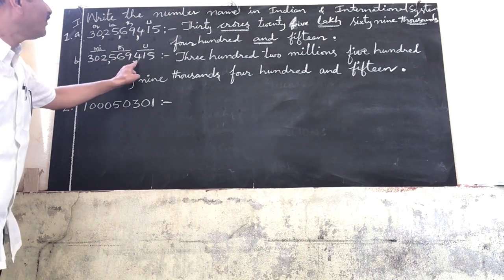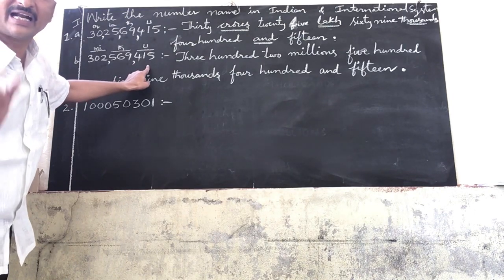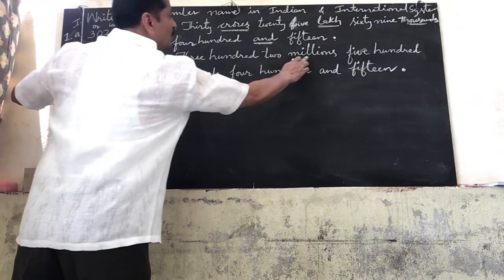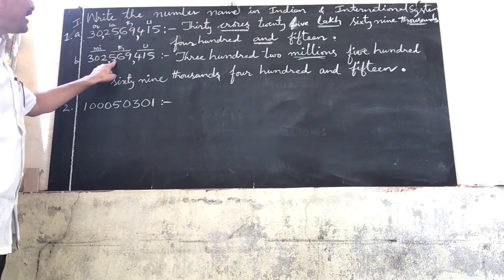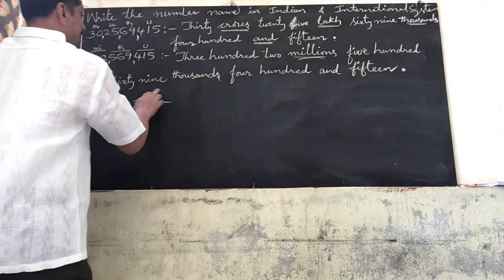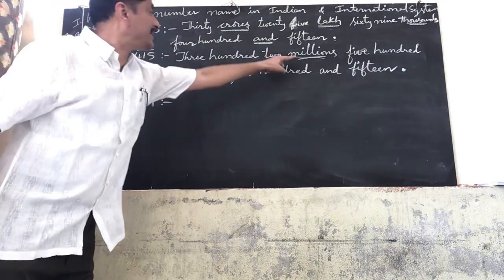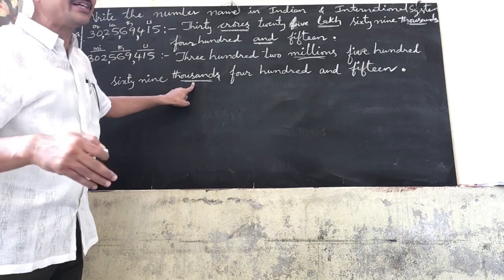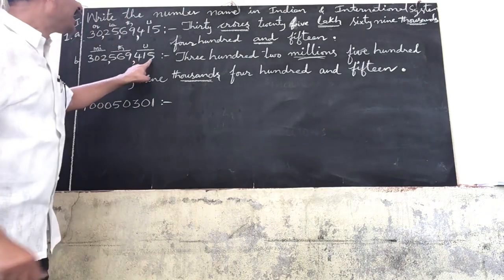So that is 415. That one we have written, see: 302 millions, name of the period, millions. 569 thousands, name of the period. Don't forget to write down the name of the period: millions, thousands. And after writing the number name, once again you can check whether you have written the periods or not. 415.